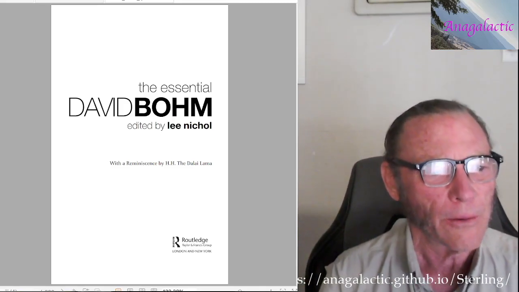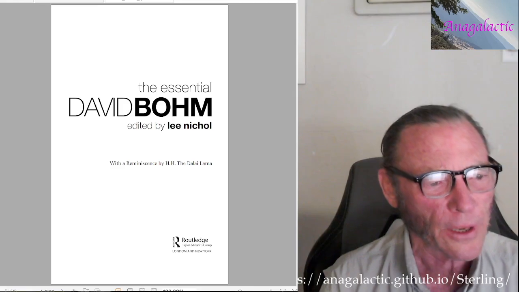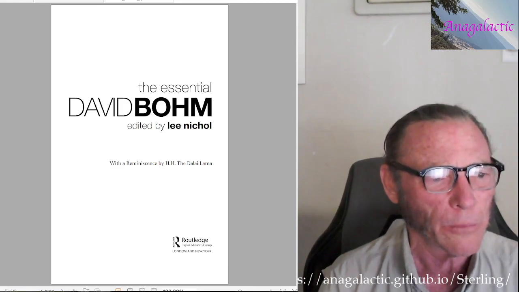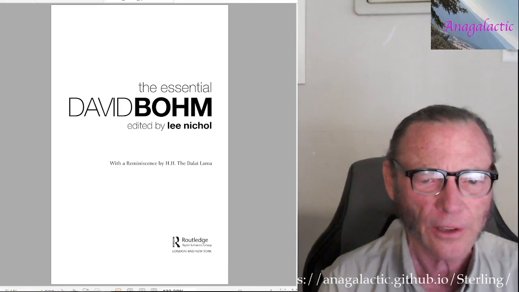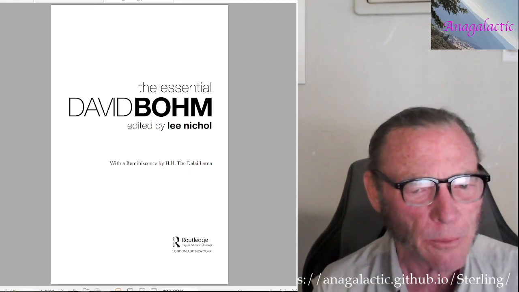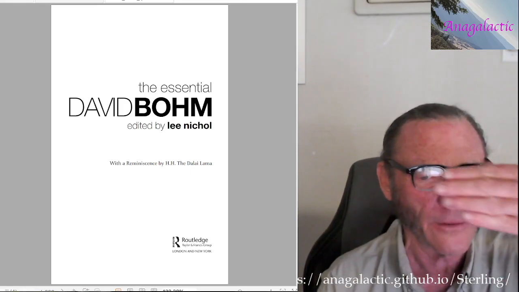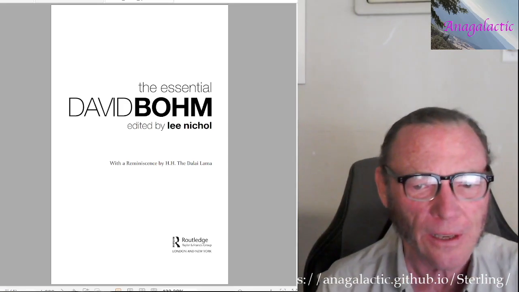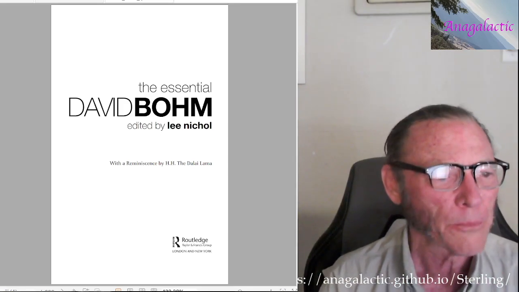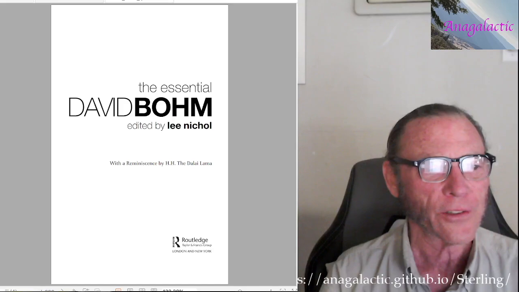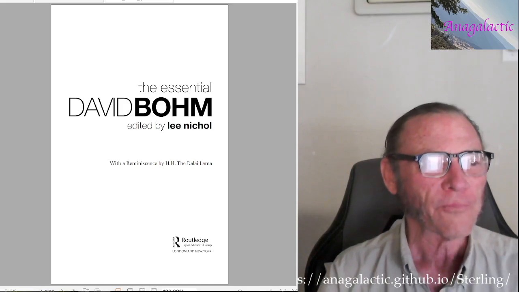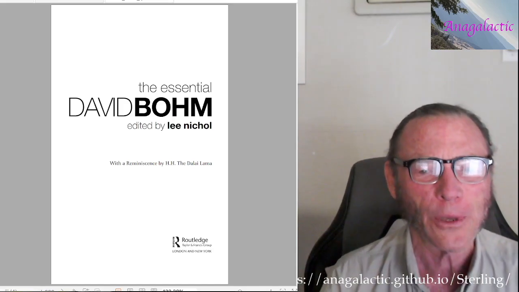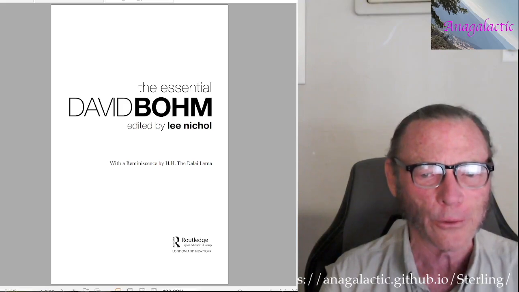This is a peculiar book. It is edited by a man named Lee Nicol, and the reason I say it's peculiar is because of some print you may not be able to read fully down here on this line, but there is a brief preface by His Holiness the Dalai Lama, who considered David Bohm to be one of his scientific gurus.